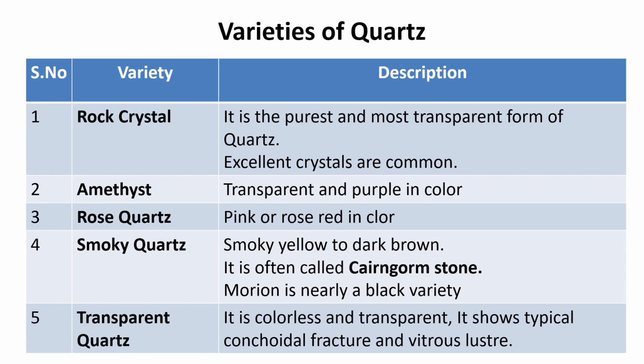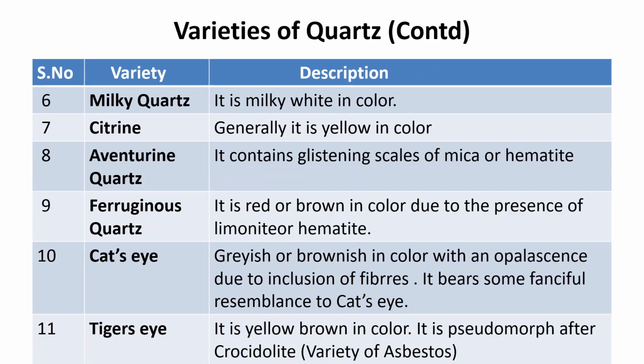Smoky quartz is smoky yellow to dark brown, and it is often called a cairngorm stone. Another black variety of quartz is known as morion. Transparent quartz is colorless and transparent, and it shows typical conchoidal fracture and vitreous luster. Another variety is milky quartz, which is milky white in color. Citrine is yellow in color, and aventurine quartz contains a little mica, or glistening scales of mica or hematite.